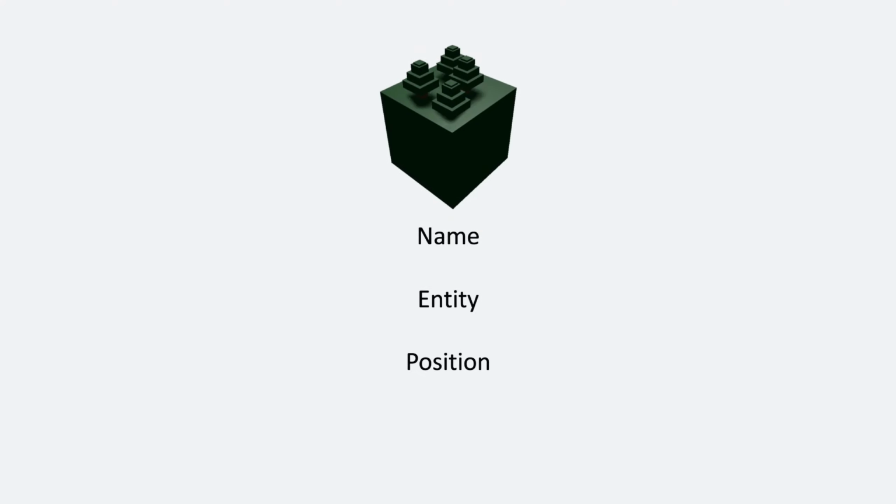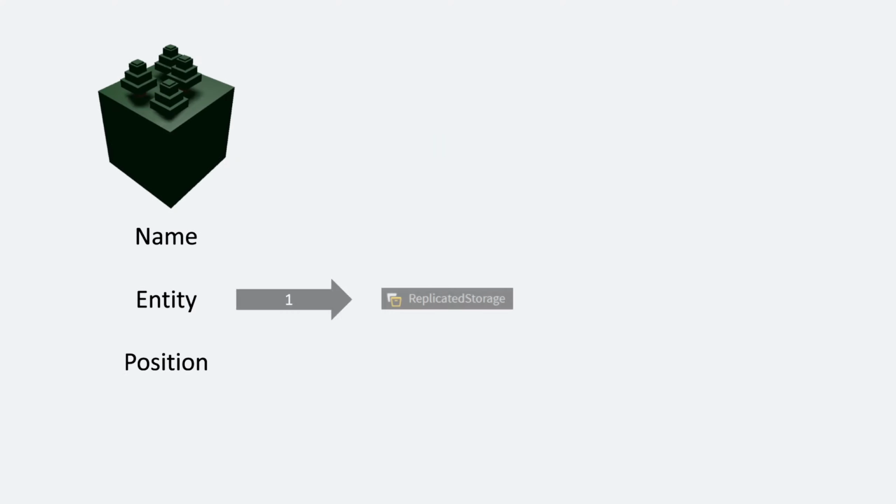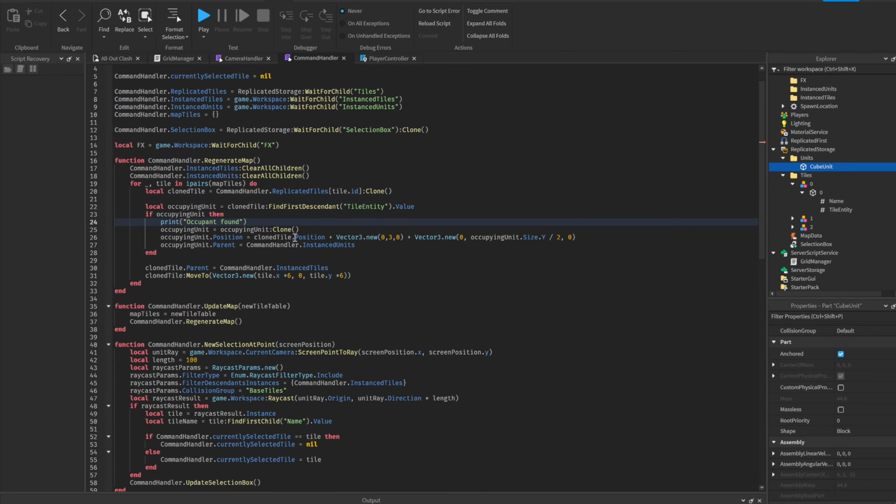Here's the plan. This is a tile, and here's the information we store about it. If entity is set to what's supposed to be on that tile, we can check the storage for any matching entity and copy it onto the map, then place it at the position of the tile. Obviously, nothing works on the first try.